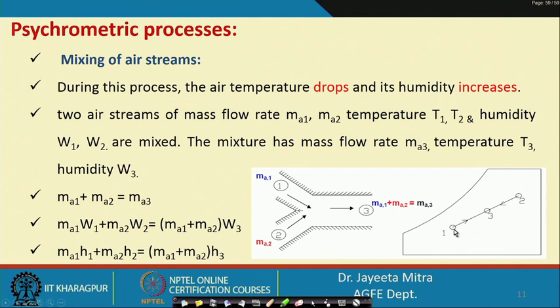Stream Ma1 and stream Ma2 have different dry bulb temperatures. When they get mixed, we are getting a different dry bulb temperature and all the other different humidity and enthalpy conditions.